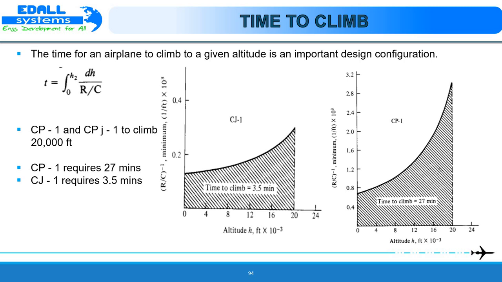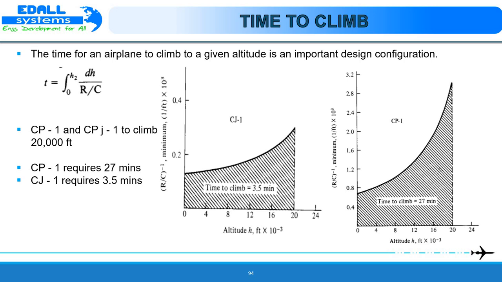The rate of climb was defined in a previous session as the vertical velocity of the aeroplane. Velocity is simply the time rate of change of distance. The distance here being the altitude h, hence rate of climb equals dh by dt. Therefore, dt equals dh by R by C. dt is a small increment in time required to climb a small increment dh in altitude.